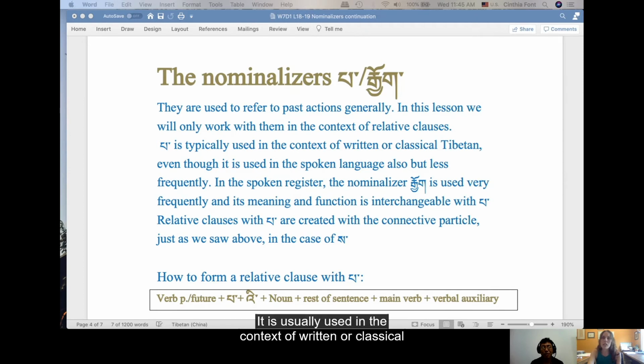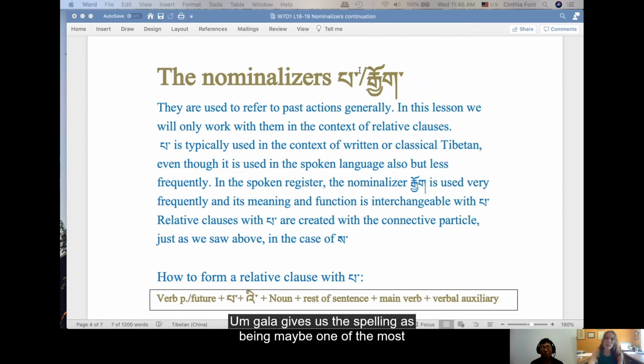It is usually used in the context of written or classical Tibetan, even though in spoken Tibetan, it can be used as well. But maybe it is more limited to the past actions that we are talking about. Now, in the context of the spoken language, this nominalizer gyo, you're not really going to find a real spelling for it.